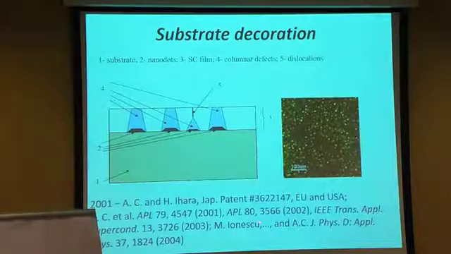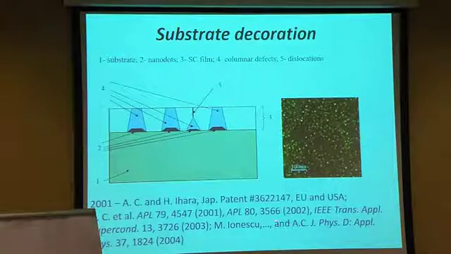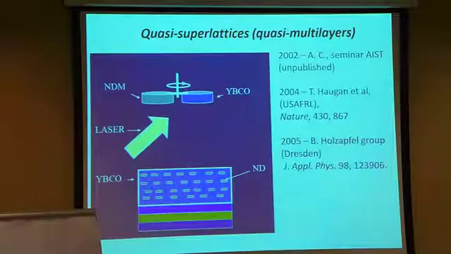Michael Ionescu in Australia to do this on YBCO, and we were successful. In parallel, some other guys, both in Japan and in the US, did some similar things. The next one was to do these nano islands several times, to do some sort of quasi-superlattices.